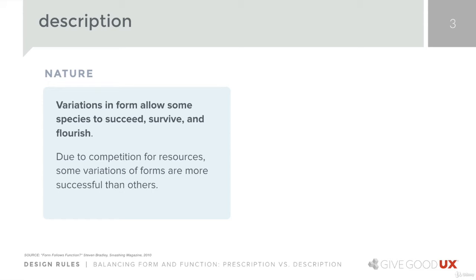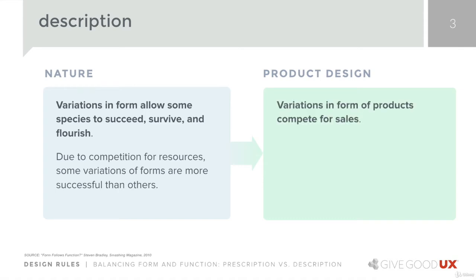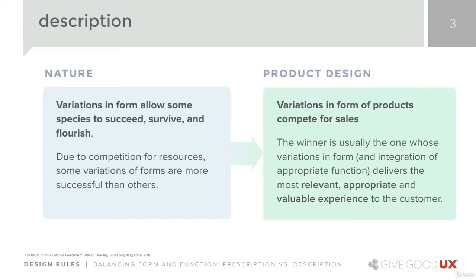If you compare that to how we approach product design, it means that variations in form of the products we design are competing for sales, right? At the end of the day, most businesses are trying to make money, right? They're selling something. So the winner is usually the one whose variations in form and the integration of the most appropriate function delivers the most relevant, appropriate, and valuable experience to the customer, right? We use something and we go, wow, I can't believe I've lived without this for the last 6 months. Those experiences come from the successful integration of form and function, all right? This variation in form that is in context with what people want from it.